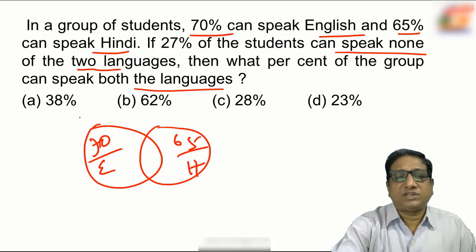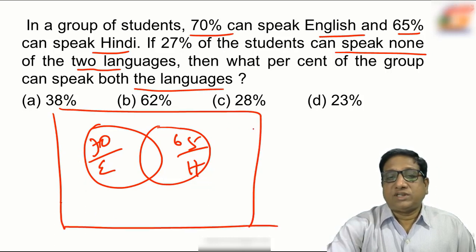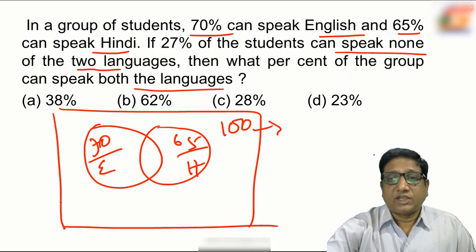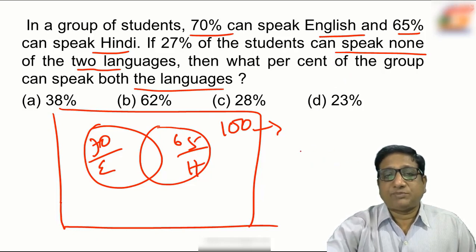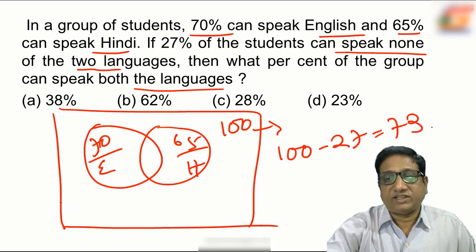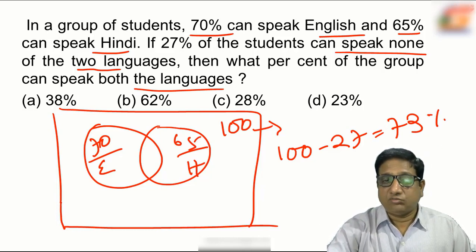Total number of students is always 100%. It is given that 27% cannot speak any language. Total number of students who can speak either Hindi or English or both will be 100 minus 27, that is 73%.